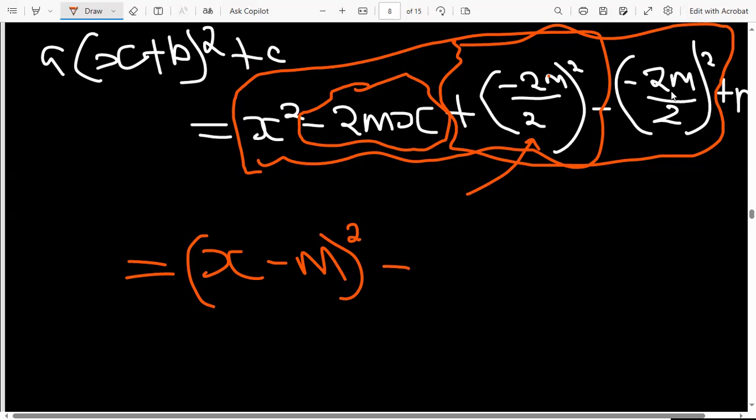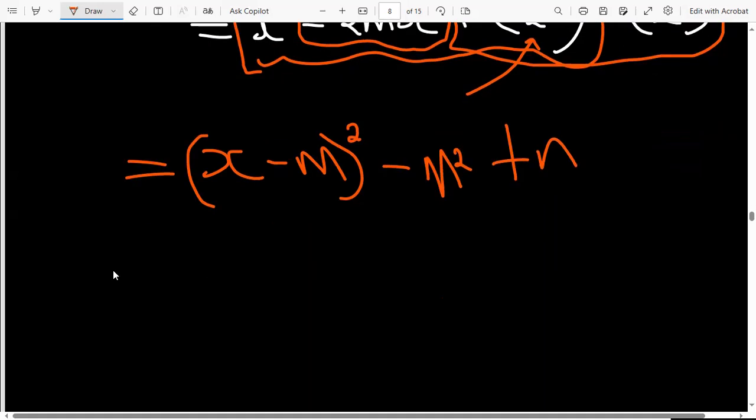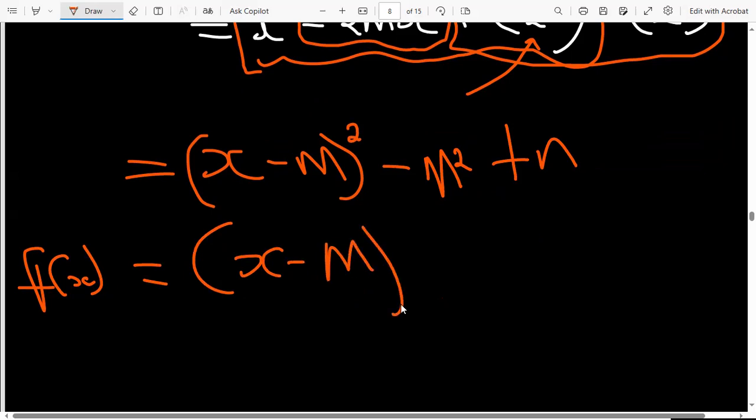So what is minus m squared? It is a positive m squared. So we're just going to write m squared here. This m squared has come from here. And then plus n. So we see that this is indeed in the form that they wanted. So we can write this as equal to x minus m squared, and then minus m squared plus n.